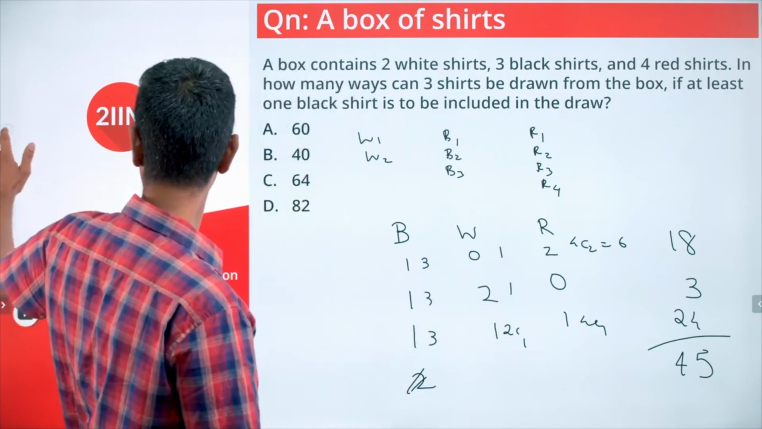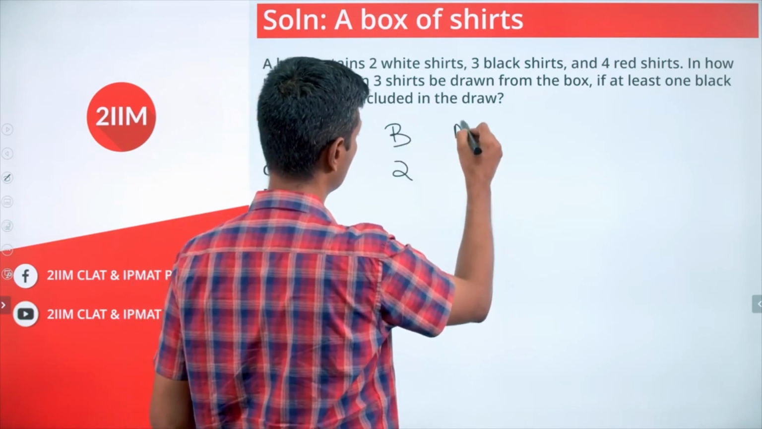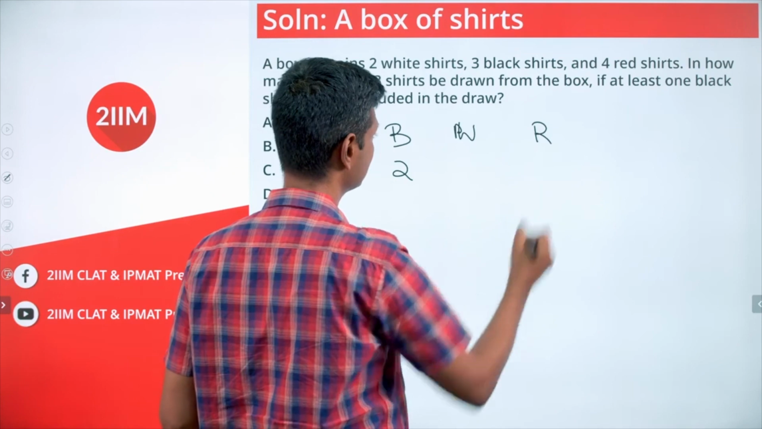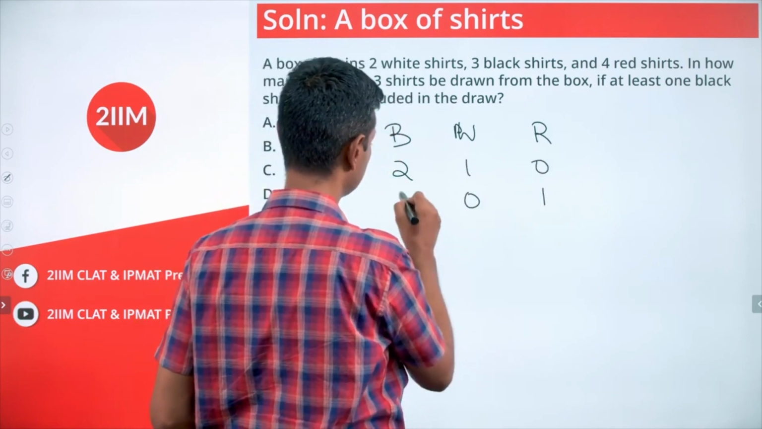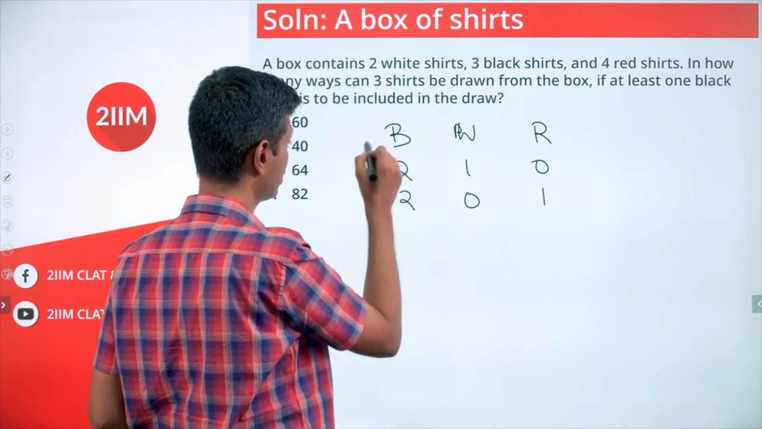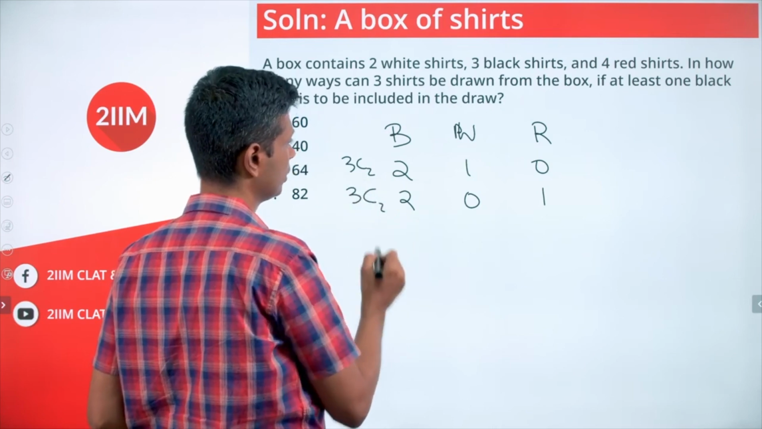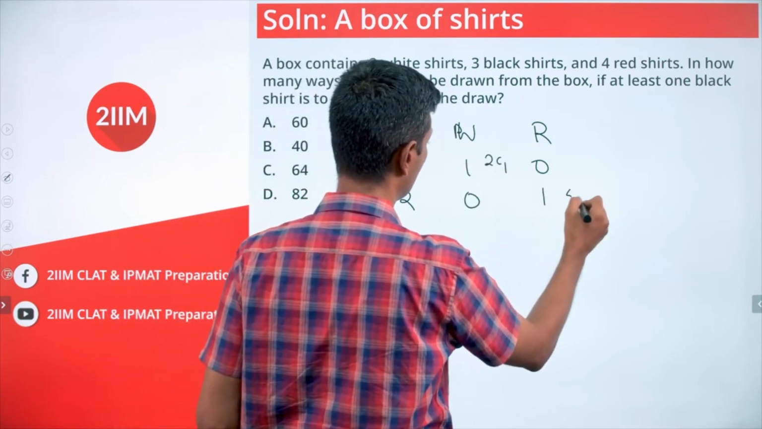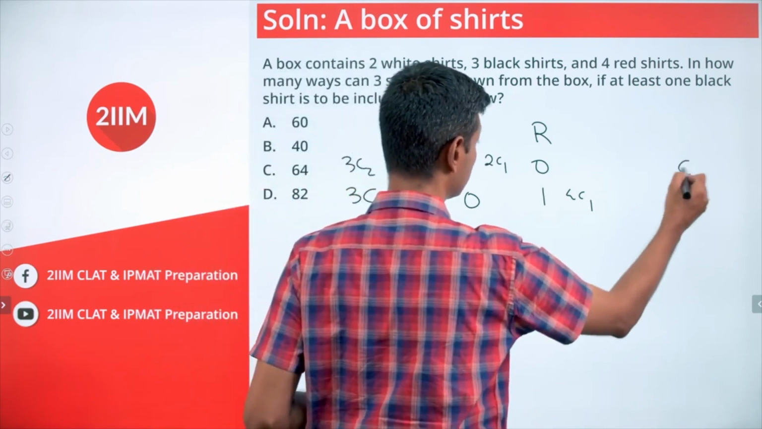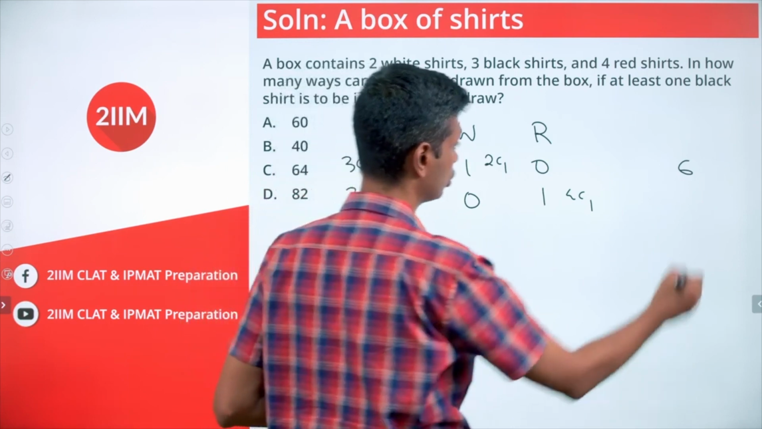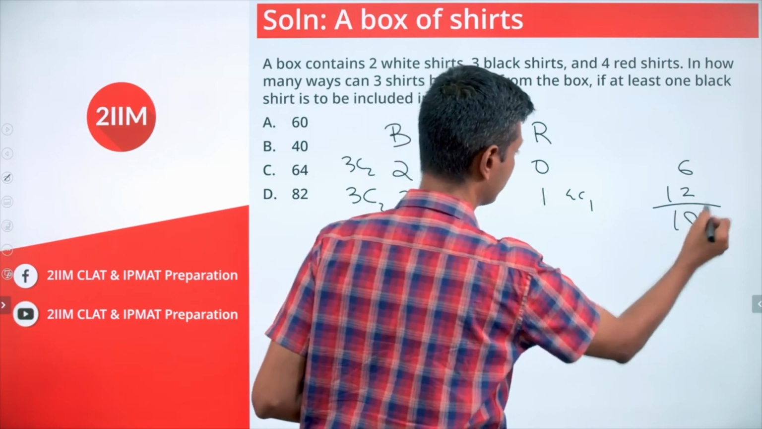Now let's move on to there being 2 black shirts. Black, there are 2. White and red. We have only 1 more shirt to pick. It could be 1, 0 or 0, 1. Number of ways of selecting 2 black shirts from 3 is 3C2, which is 3. This is 2C1. This is 4C1. So 3C2 is 3. 3 into 2, 6 ways. 3C2 is 3. 3 into 4, 12 ways. So of selecting 2 black shirts, 18 ways.